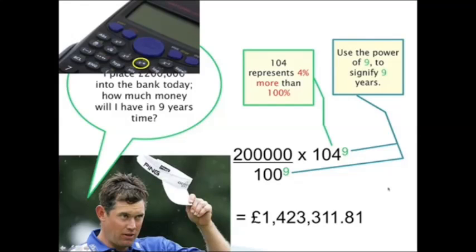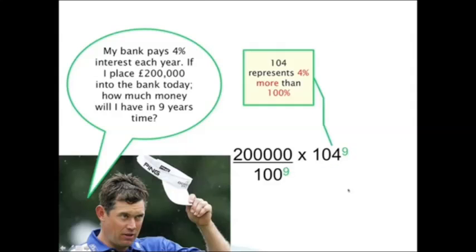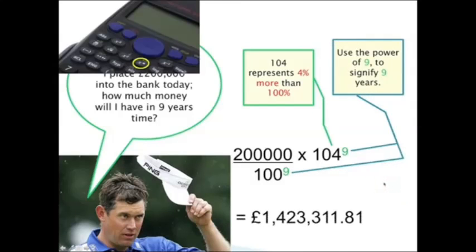Please type in your calculator and you'll find hopefully that the calculation will produce £1,423,311.81 to 2 decimal places. You'll find that 2 decimal places may not be on your calculator screen, but of course, whenever we're dealing with money, always round your answer to 2 decimal places. Now that is a lot of money, considering he started off with only £200,000 9 years ago.